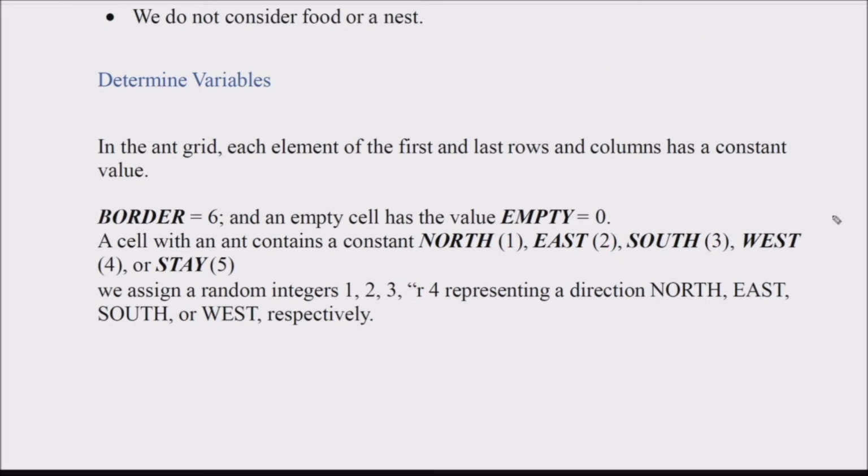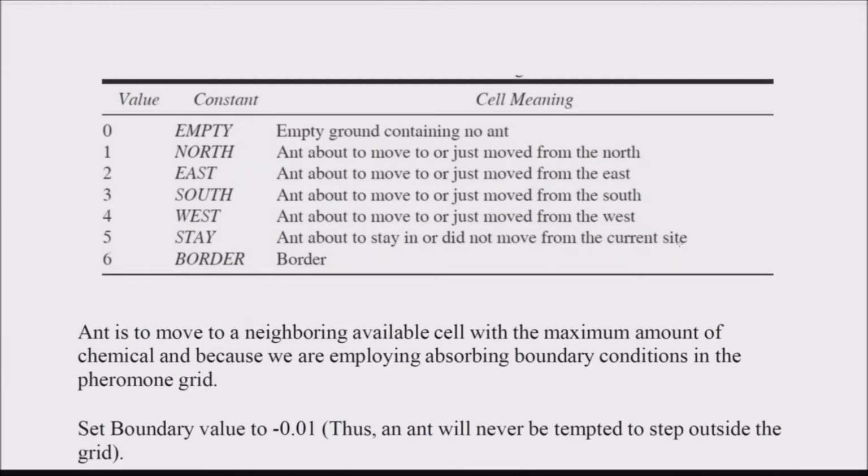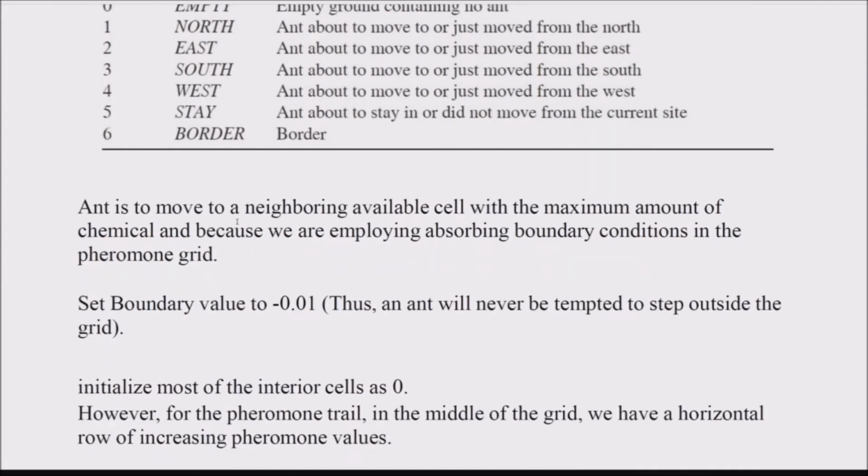So let's look at an algorithm and see what we can do. Before I go to the algorithm, let me talk about this a little. Here, empty means ground containing no ants. So if an ant is about to move or just moved to the north, or from the north, we put 1, right? If an ant is about to move or just moved from the east, we put 2, and so on. And then the border is 6. So this is exactly what I was talking about earlier, right?